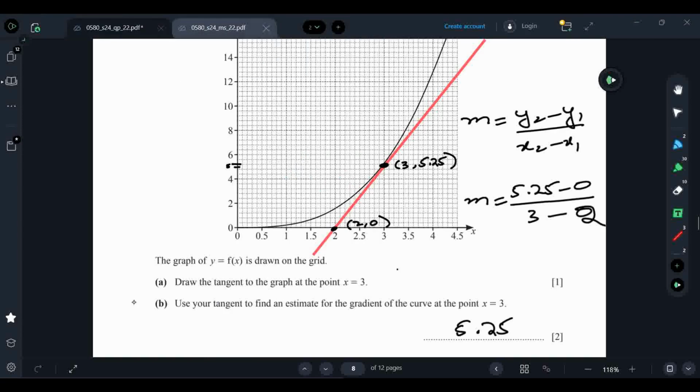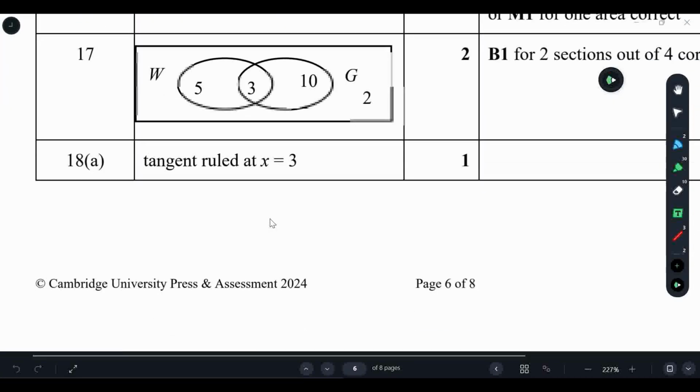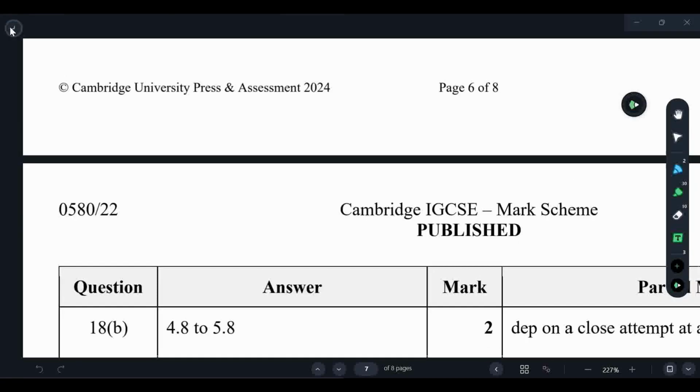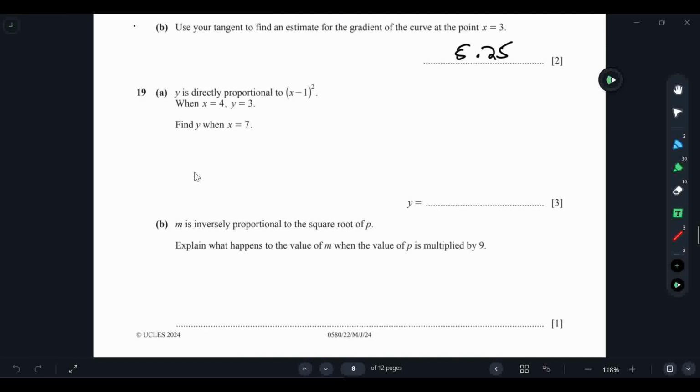What will be the answer? The answer for question number 18, rule out this one, 5.25. This will be the answer. You can see that this is within the given range. Now let's move to question number 19.